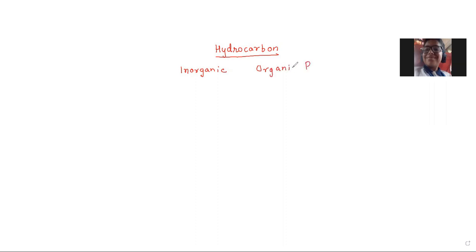In this case we are dealing with organic chemistry, and in organic chemistry all carbon-containing compounds come into the picture. In our world, our body is made up of carbohydrates, proteins and fats. These are basically made of carbon, hydrogen and oxygen. Carbohydrates are nothing but a chain of glucose, that is C6H12O6, which again consists of carbon, hydrogen and oxygen.